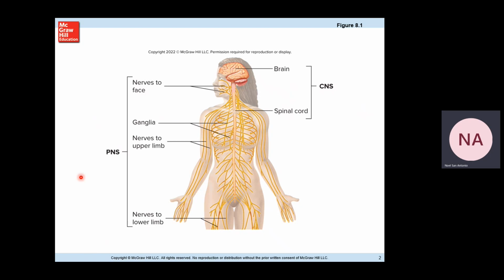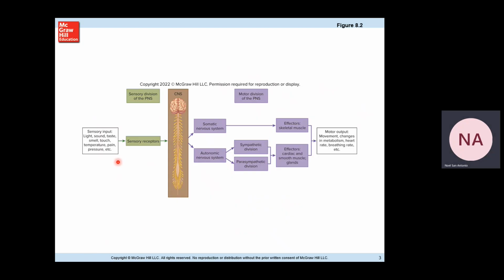Now, while the peripheral nervous system is composed of the nerves to the face, namely the cranial nerves, the nerves to the upper limb, and the nerves to the lower limb, and the associated ganglia to those nerves. Now, by function, our peripheral nervous system can be divided into its sensory division and its motor division.